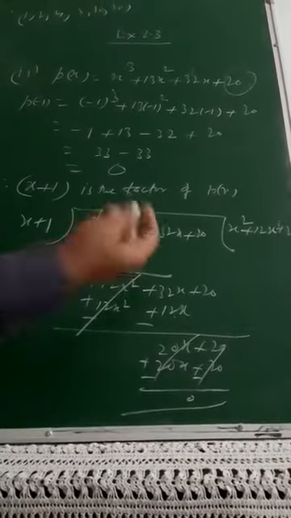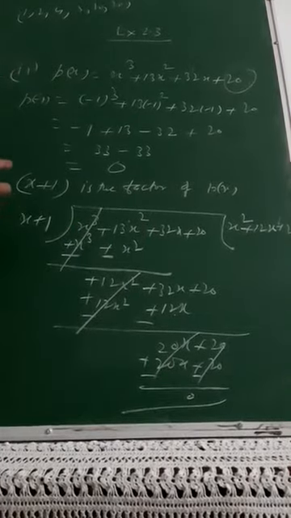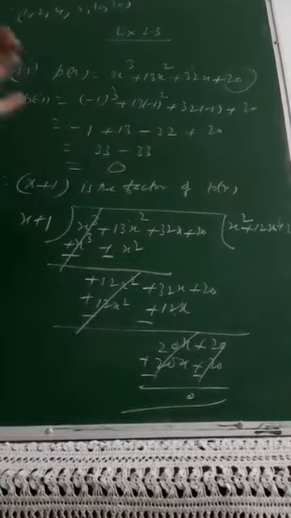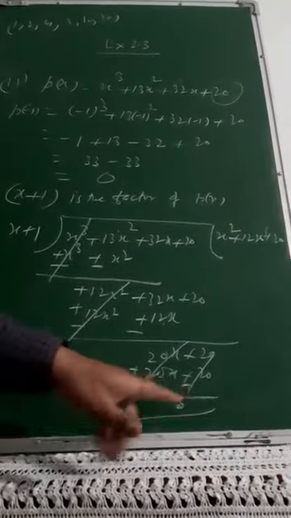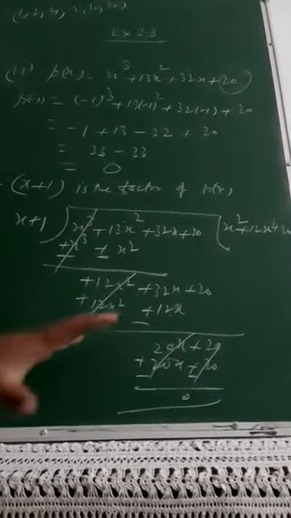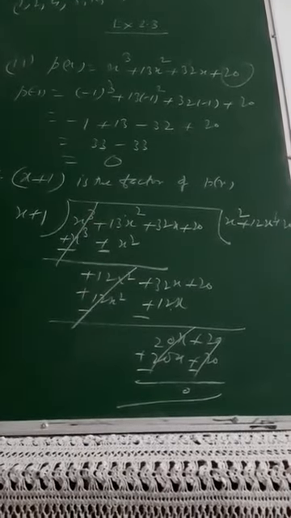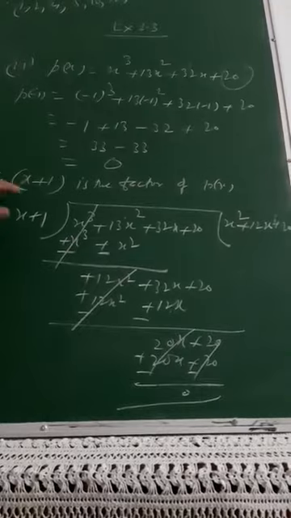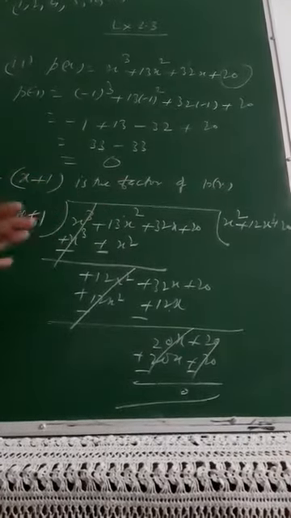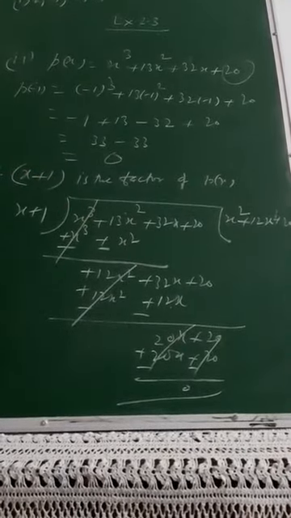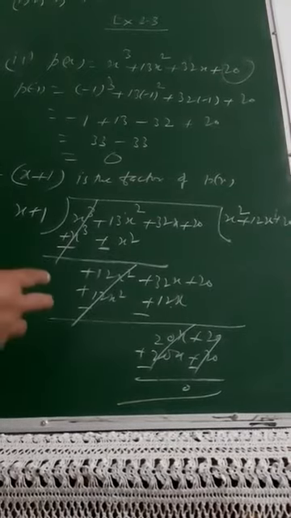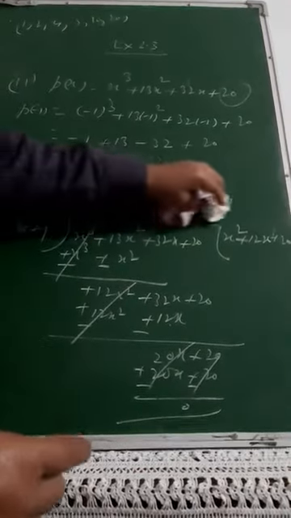That is sure, that I told you yesterday. Once you have said that x plus 1 is the factor, there is no question of your remainder being anything except 0. So your remainder will always be equal to 0. Only then can we call x plus 1 a factor of p(x). Yesterday I told you, dividend is equal to divisor into quotient plus remainder.